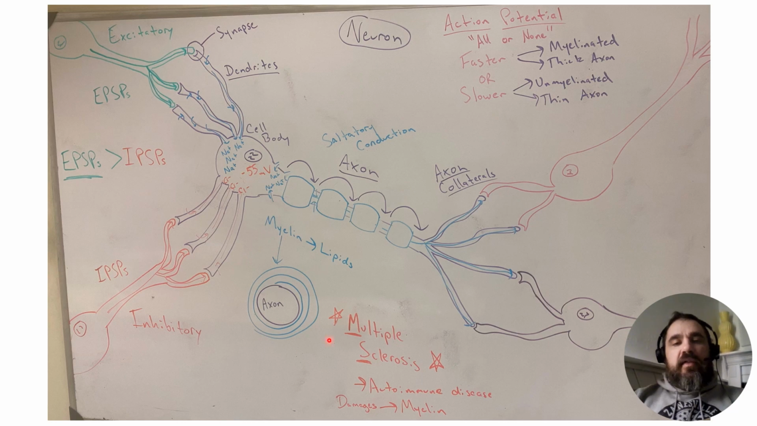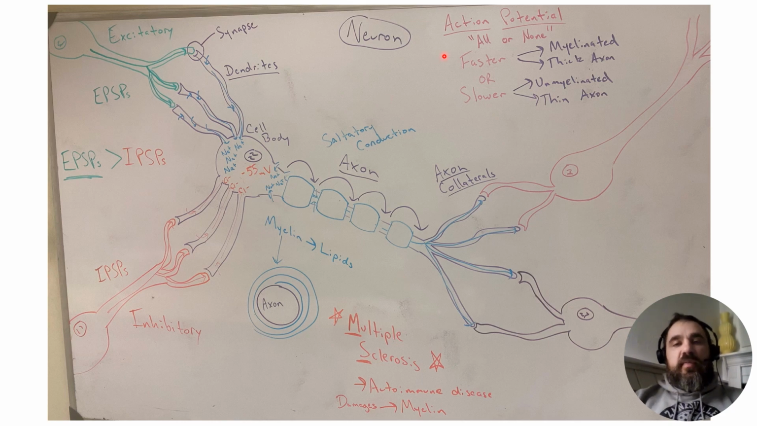So myelin, coming back to that, we talked about this, is made by Schwann cells in the peripheral nervous system and oligodendrocytes in the central nervous system. So what does it do? It wraps around the axon. There's little gaps in between areas that are myelinated. And what it does is it increases conduction speed.